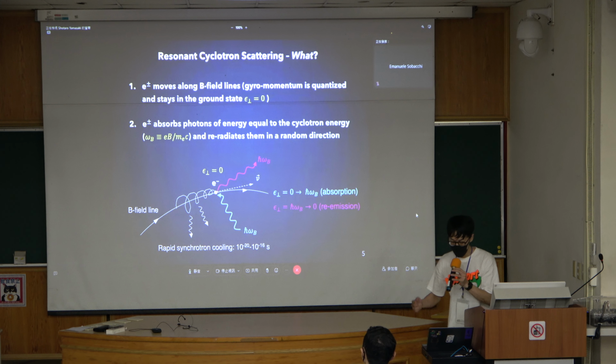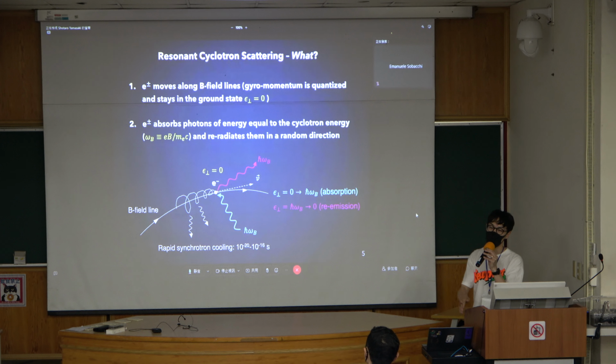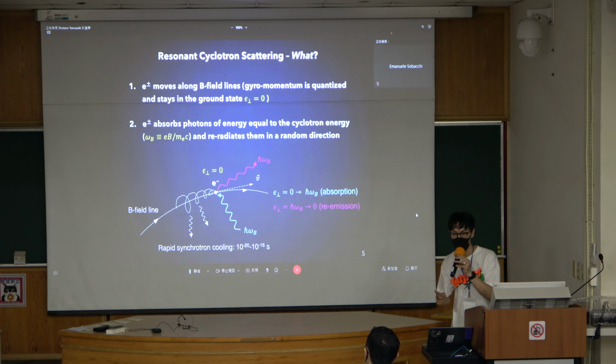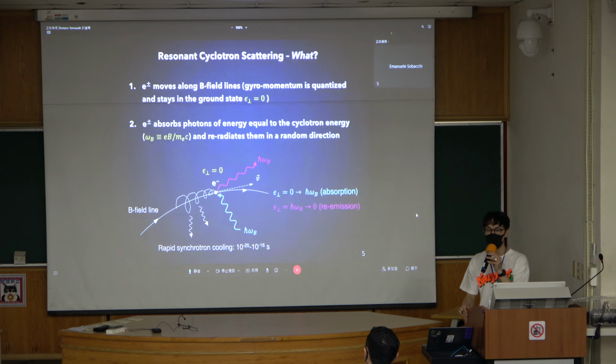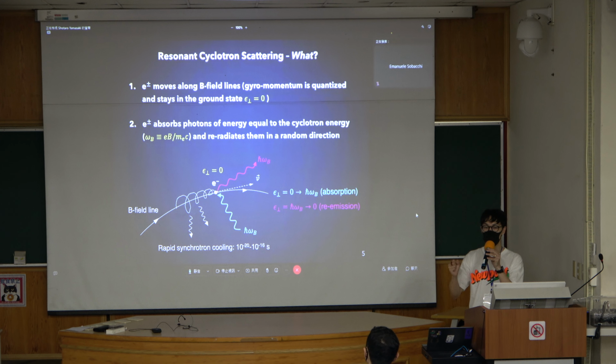So when a photon with specific energy hits, the electron absorbs it and goes from the ground state to the first higher Landau state, and then this state quickly goes back to the ground state. In this way, it emits a photon of the same energy in a random direction. In addition, we also have a Doppler effect, because the electron is not at rest. It is moving, possibly with relativistic velocity.